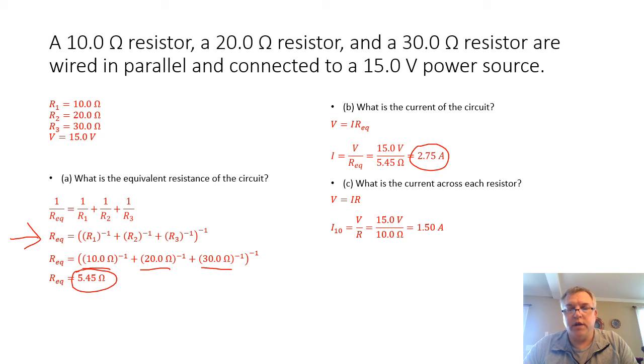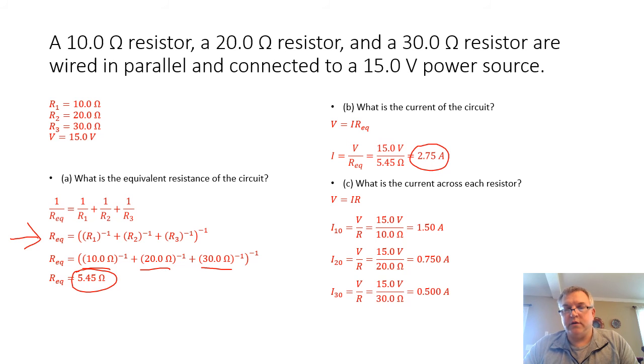For the 20 ohm resistor, I know the current is going to be equal to 15 volts divided by 20 ohms. That's going to give me 0.75 amps. And for the 30 ohm resistor, I know the current is going to equal 15 volts divided by 30 ohms, and that is going to equal 0.500 amps.